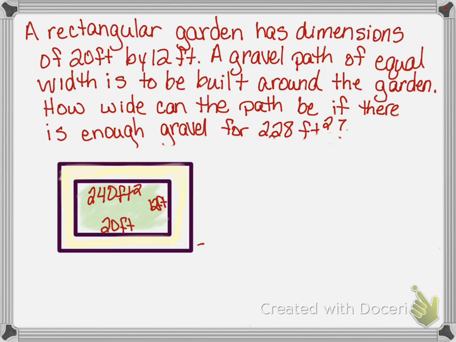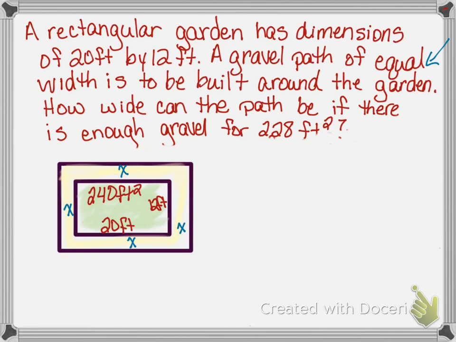Now, we do not know the width of my path. We don't know what it is. The only thing we do know is that it is equal all the way around it. So this part of the path is x. This part down here is x. This part over here is x. And this part up here is x. So if x is 2 feet, that means it is 2 feet all the way around. It's not more on one side than it is the other. It is all the way around the same width.